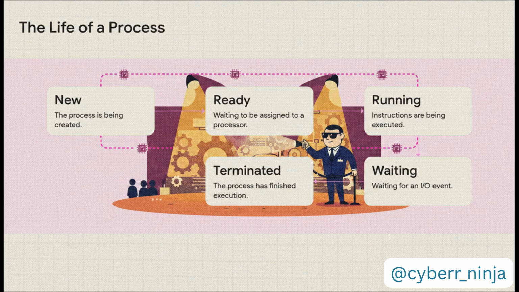So every process goes through these different states. And the scheduler's whole job, its entire reason for existing, is to decide which process gets to move from the ready state to the running state. It's basically the bouncer at a club, deciding who gets past the velvet rope and onto the main stage, which in this case is the CPU.